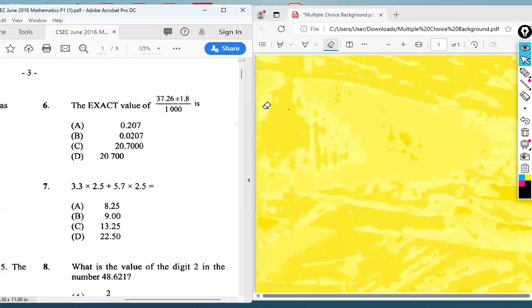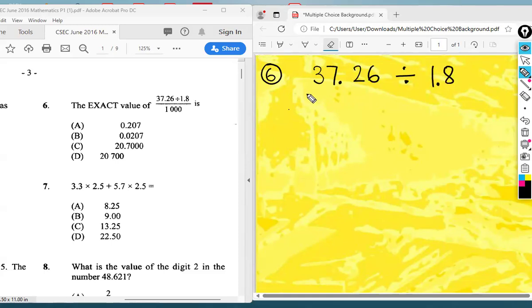All right, so number 6 is a little troublesome. It's only minor trouble you're going to get with this. Number 6, let me just help you out a little bit. I'm going to write it back properly. So you have 37.26 divided by 1.8 divided by 1,000.